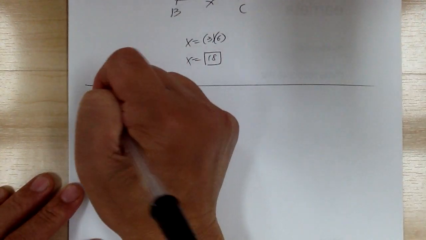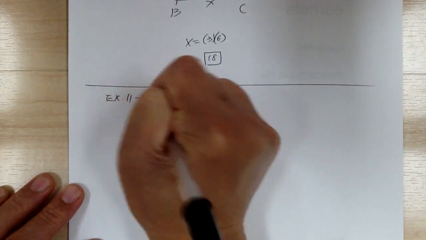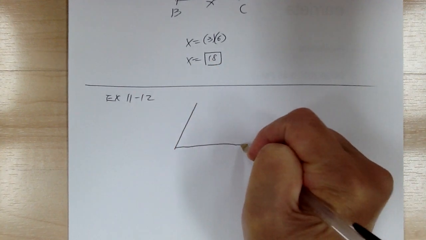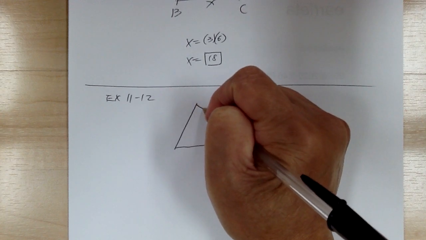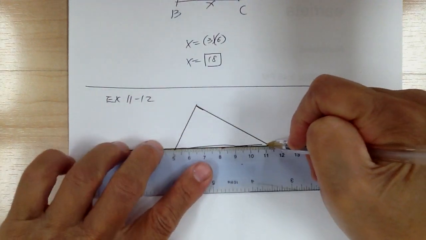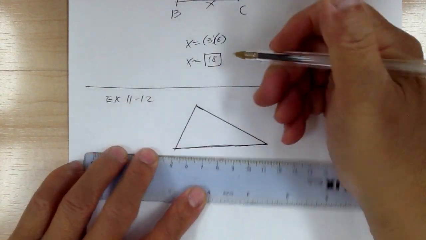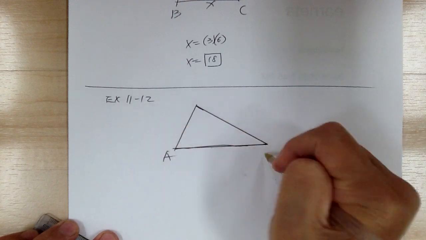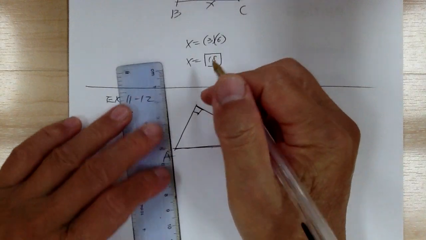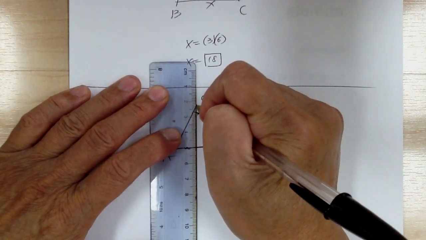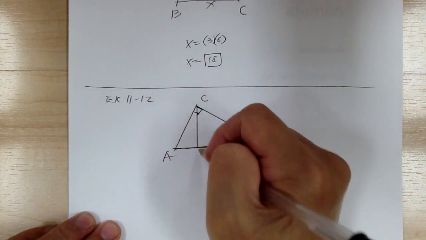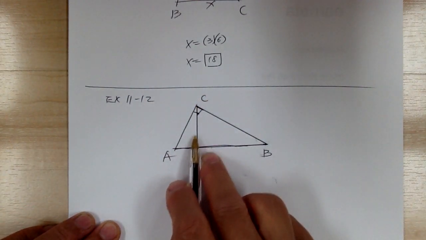Okay, let's go to example 11-12. So you have a right triangle. Now when you have a triangle, it's best to draw your 30-60 triangle. That way it's easier to tell which leg is the long leg and which is the short leg. Okay, so you have a triangle ABC, and angle C is the right angle, and you have the altitude. So again, when you have a 30-60 special triangle, when you draw the altitude, it's still easy to see which is long, which is short.